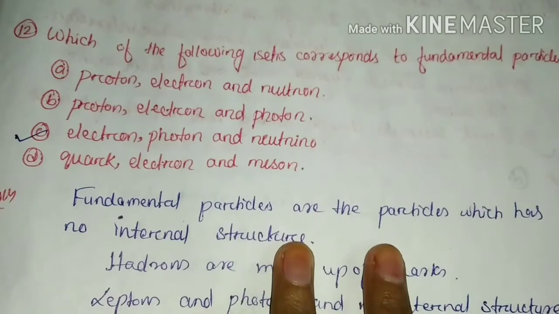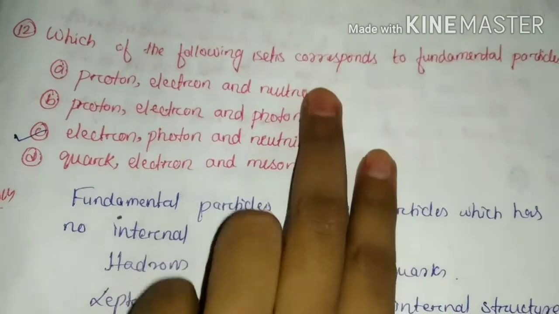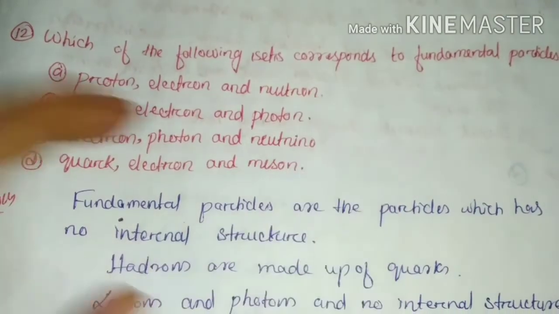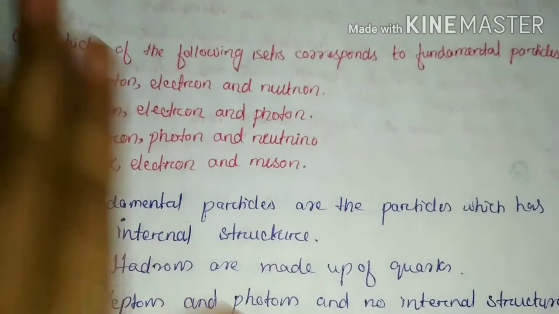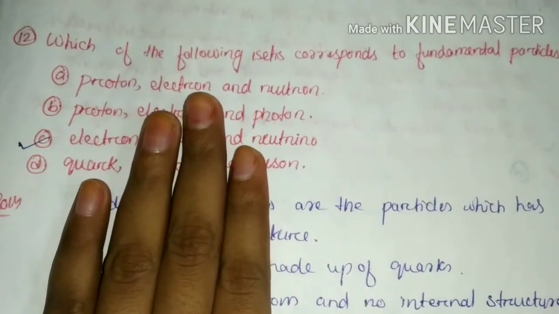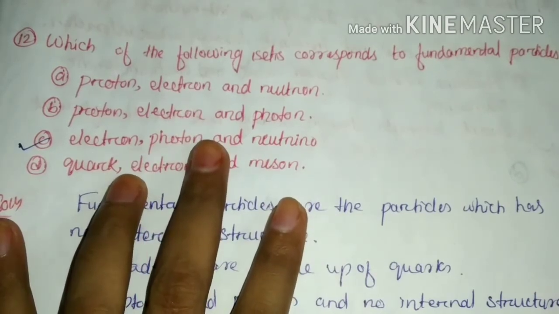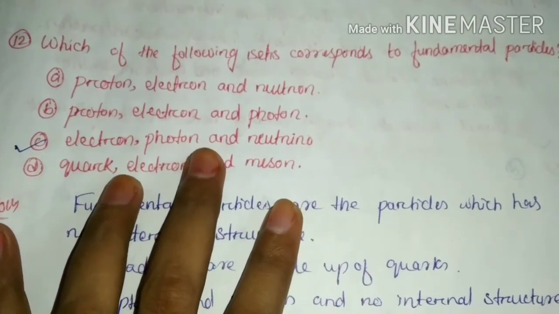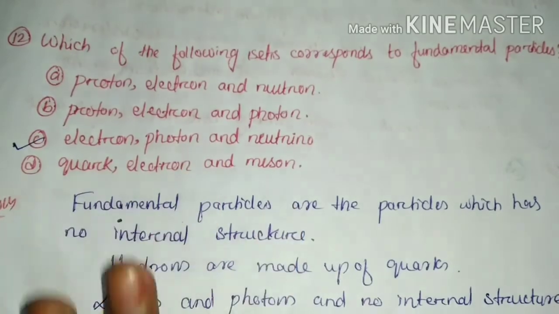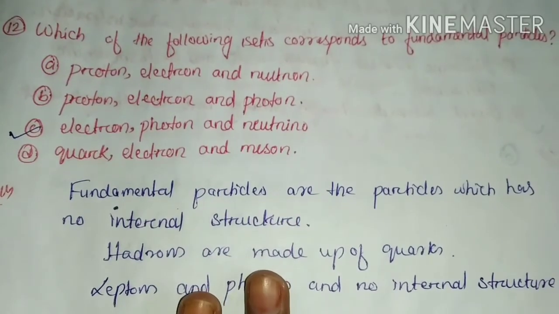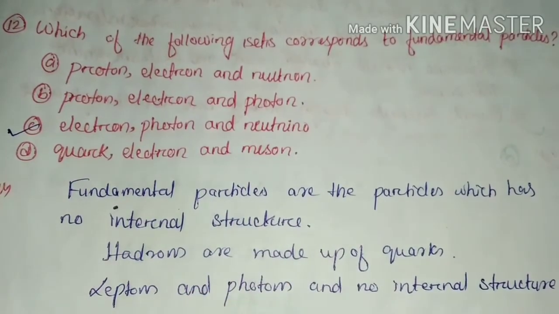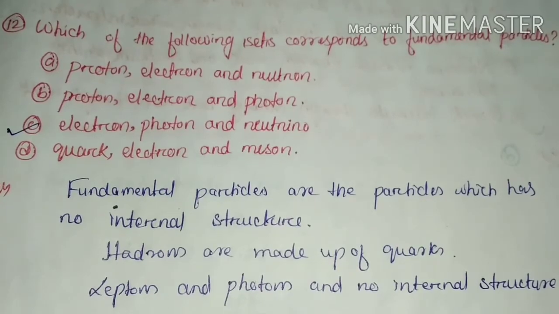So the question is, which of the following sets corresponds to fundamental particles? Here we have 4 options, and each option has 3 particles, and we have to find out which set corresponds to fundamental particles. For this, first we need to know what fundamental particles are. Fundamental particles are those particles which have no internal structure. The particles which have no internal structure are fundamental particles.